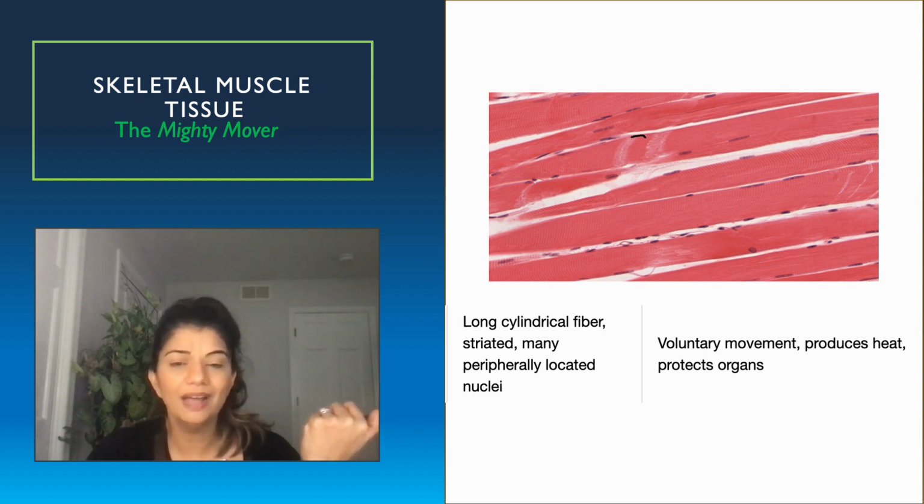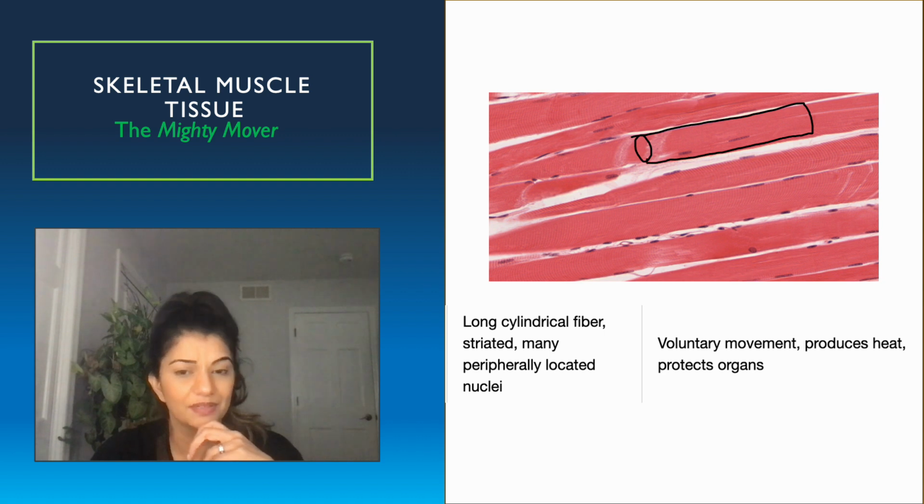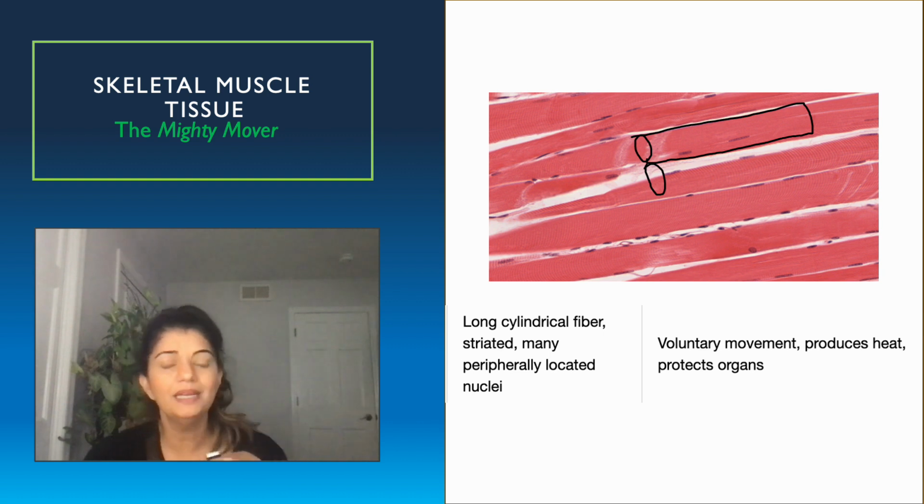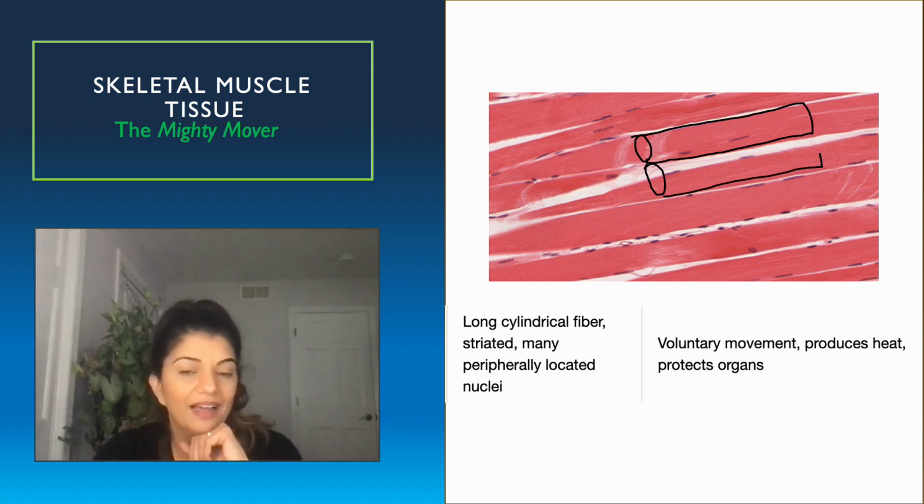Now they do have these cylindrical fibers that are very striated, like they're stripy a bit, and they also have nuclei, multinucleated, and they tend to have nuclei in the peripheral surfaces. So I mean, it makes sense that they would have multiple nuclei, right? Because they require a lot of power. So there's a lot that goes into skeletal muscle.